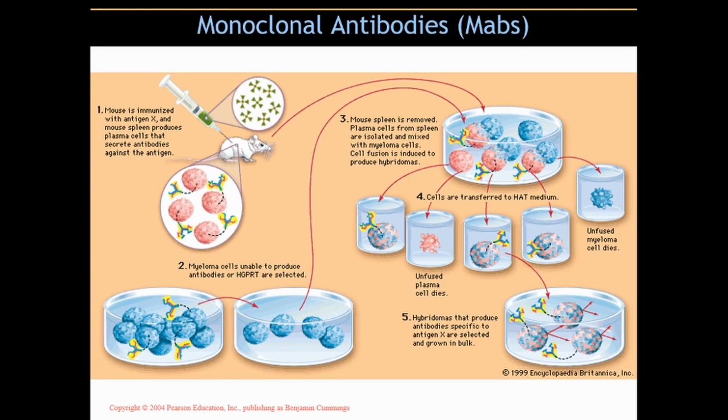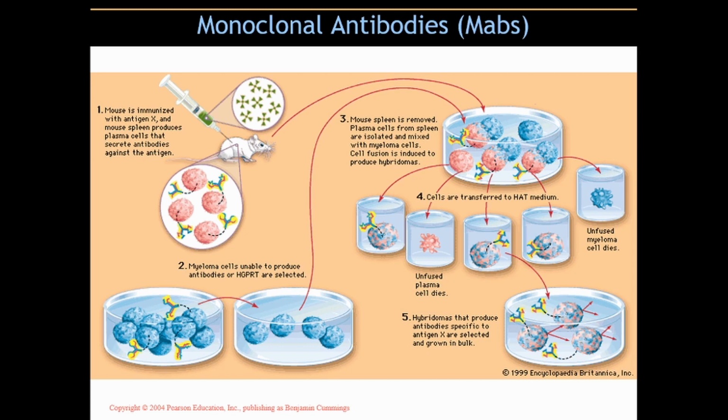So, monoclonal antibodies, and this is the last topic I'll talk about in this chapter. What this graphic displays here, I'll run you through it. It makes sense when you look at it, rather than me just rambling on about it point by point. So we start up there in the upper left. We have a mouse. Always a mouse, the poor mice, immunized with antigen X, whatever that happens to be. The mouse spleen produces plasma cells that secrete antibodies against the antigen. So remember, plasma cells, that's down the line.